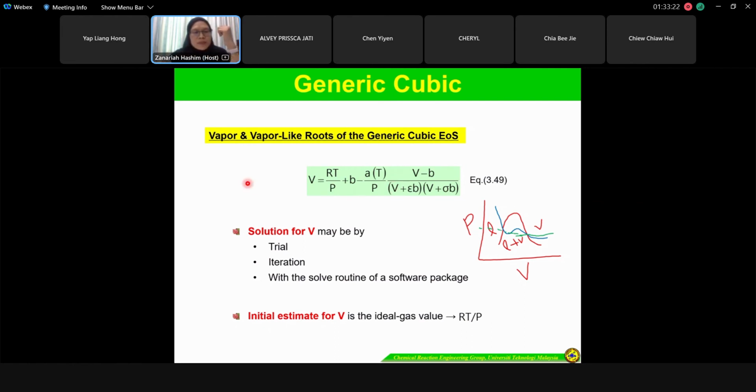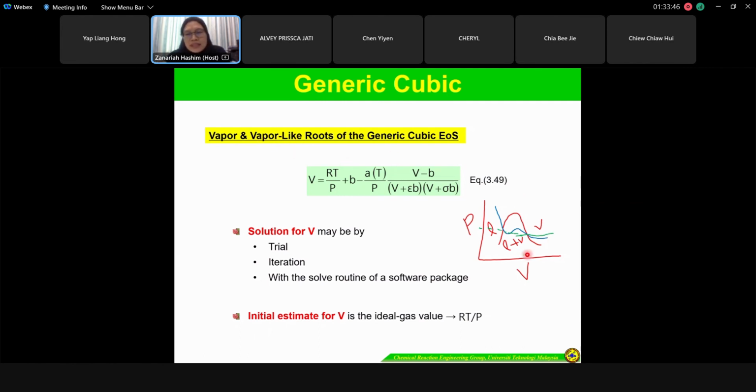The first one is the vapor or the vapor-like root. So again, if you refer back to this graph, this one we also call the largest root. Why is it the largest? Because if you see here, the V is big. The largest V is here. And why do we call it vapor and vapor-like?